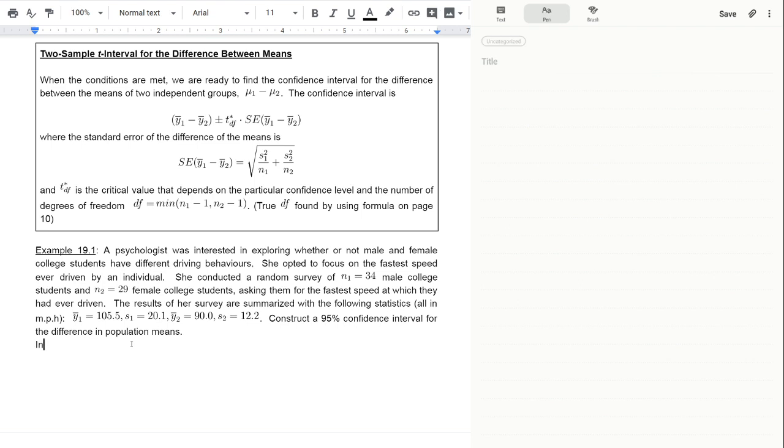So here we have the independent responses assumption. Okay, so here we're looking at the fastest speed of each driver. And so within each of these groups, the fastest speed of one driver should not affect the fastest speed of other drivers.